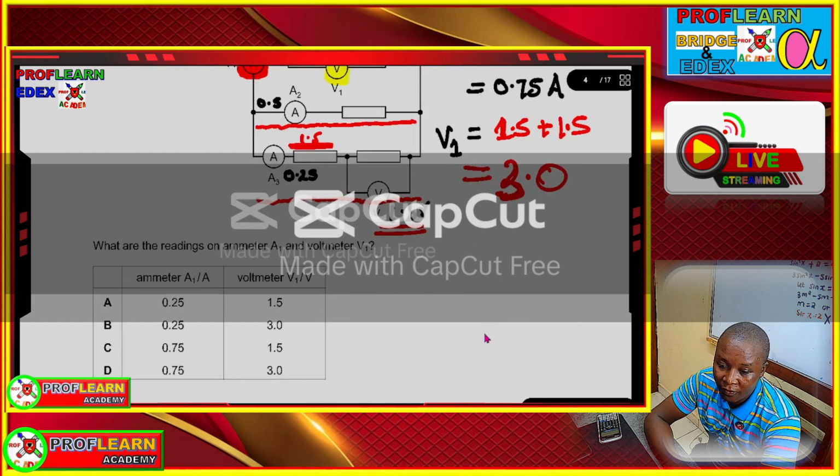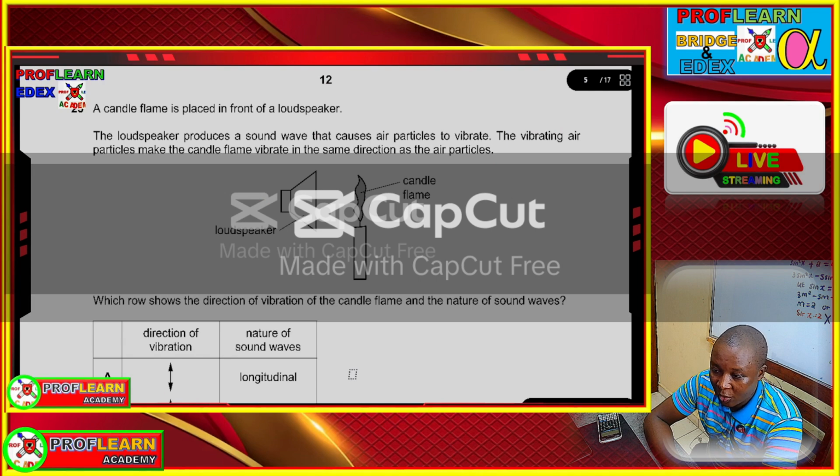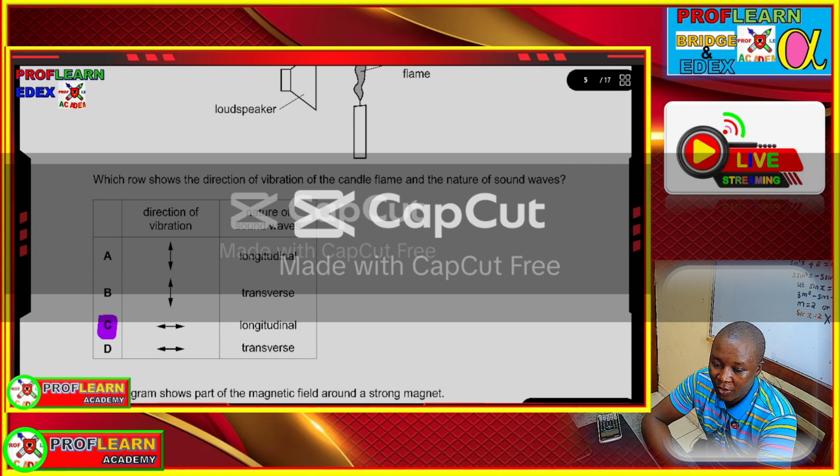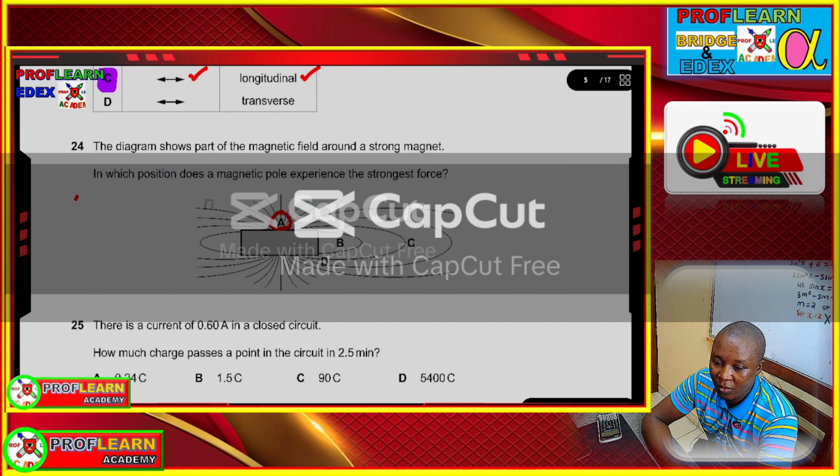So we are going to say voltmeter V, there is going to be also 0.3. Now here we have sound. The particles vibrate parallel to the direction of the wave, and then that's a longitudinal wave. Sound is a longitudinal wave.